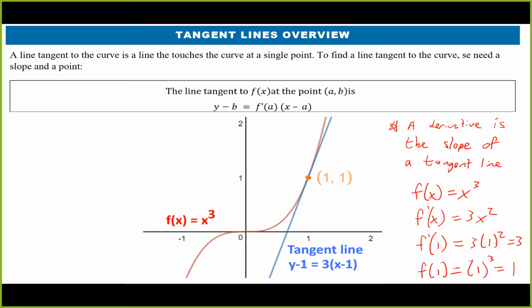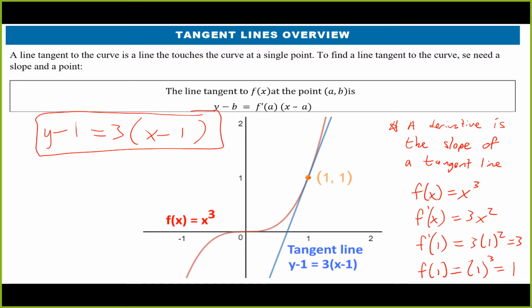With that information in point-slope form, I could do y minus our y value, which is 1, is equal to my derivative at that point, which is 3, times x minus our x value, which is also 1. And I would get the equation of the line that is tangent to the function x cubed at the point x equals 1. Any questions on what we did here? No.